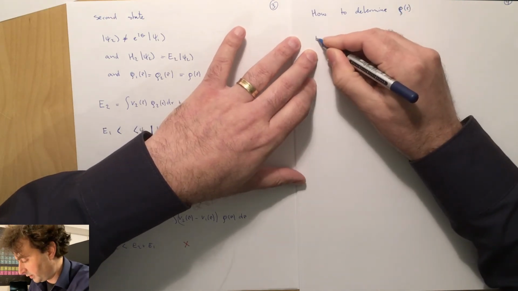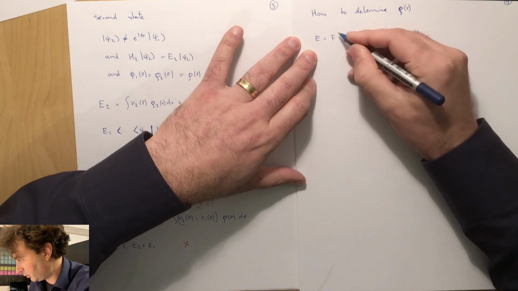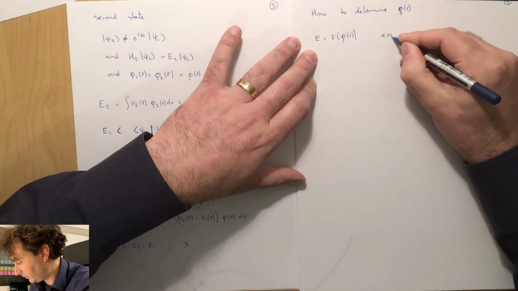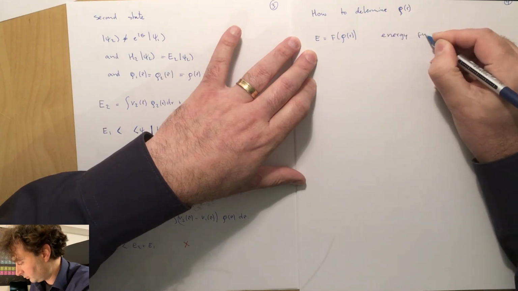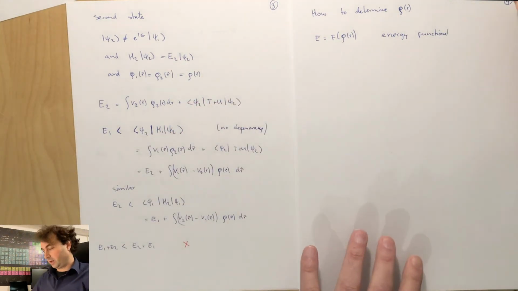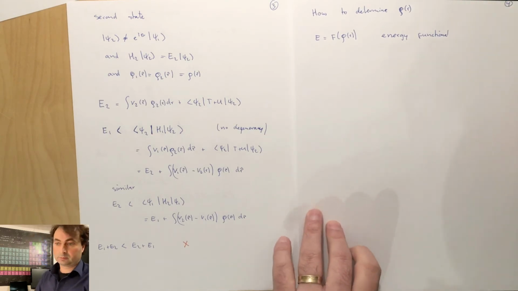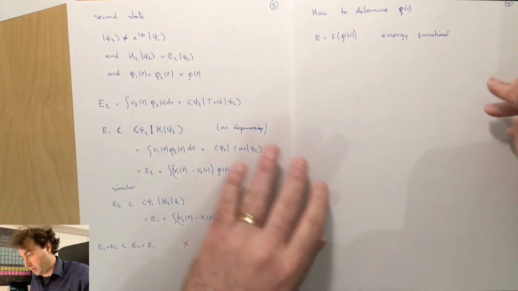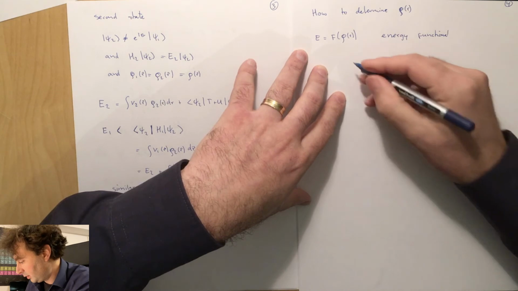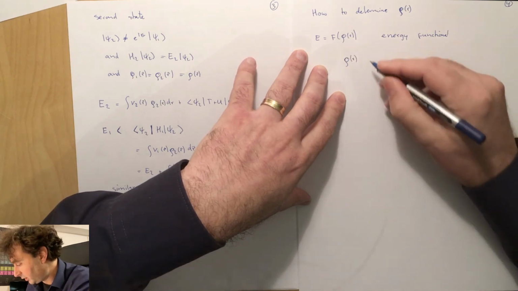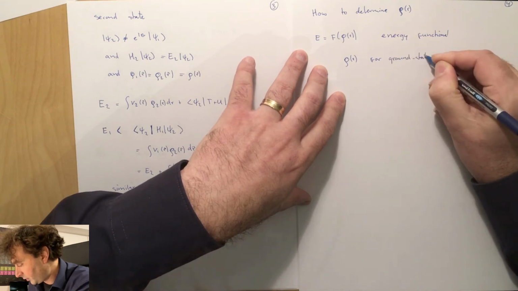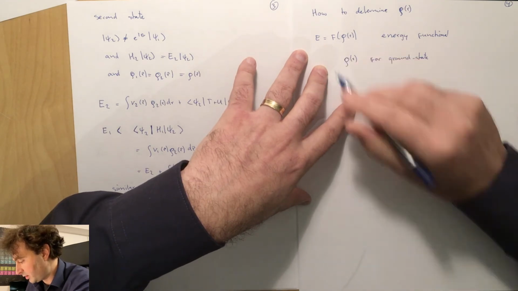And for that we know that we can define an energy which is a functional of the density, an energy functional of the density. That's where the name comes from, density functional theory. All observables become functionals of the density. Now, rho of r for the ground state must be the density that minimizes the energy.